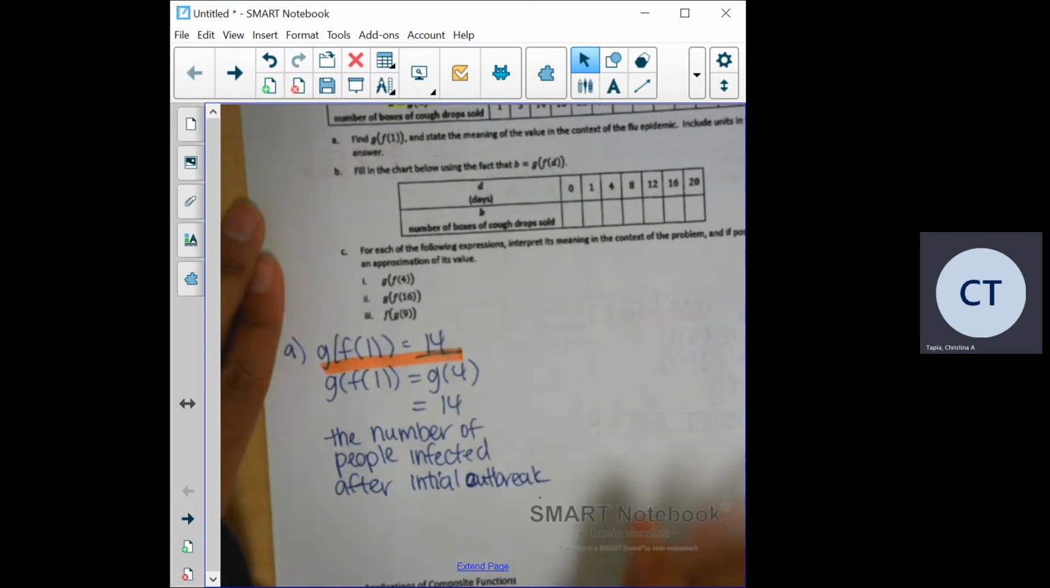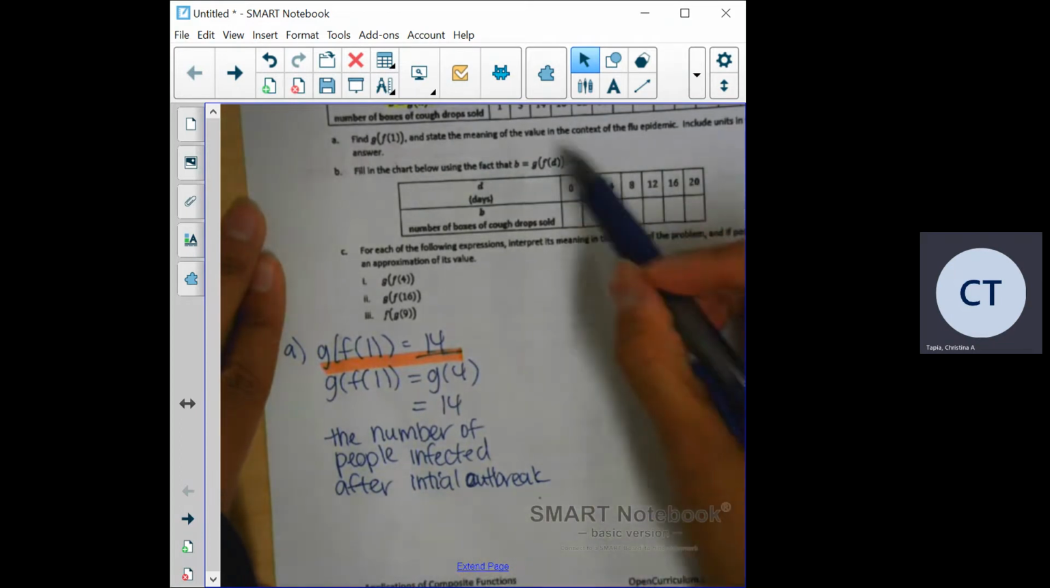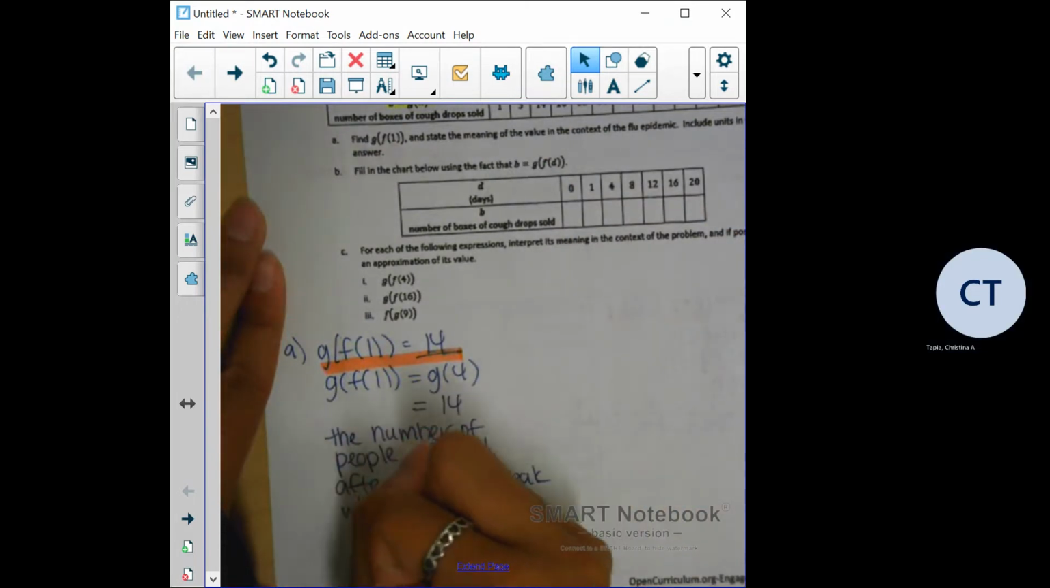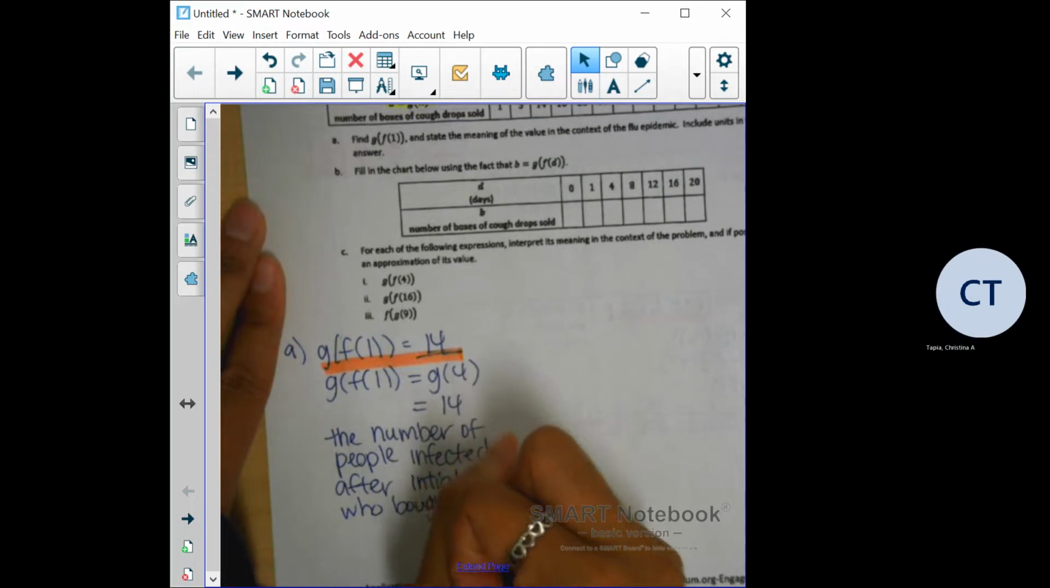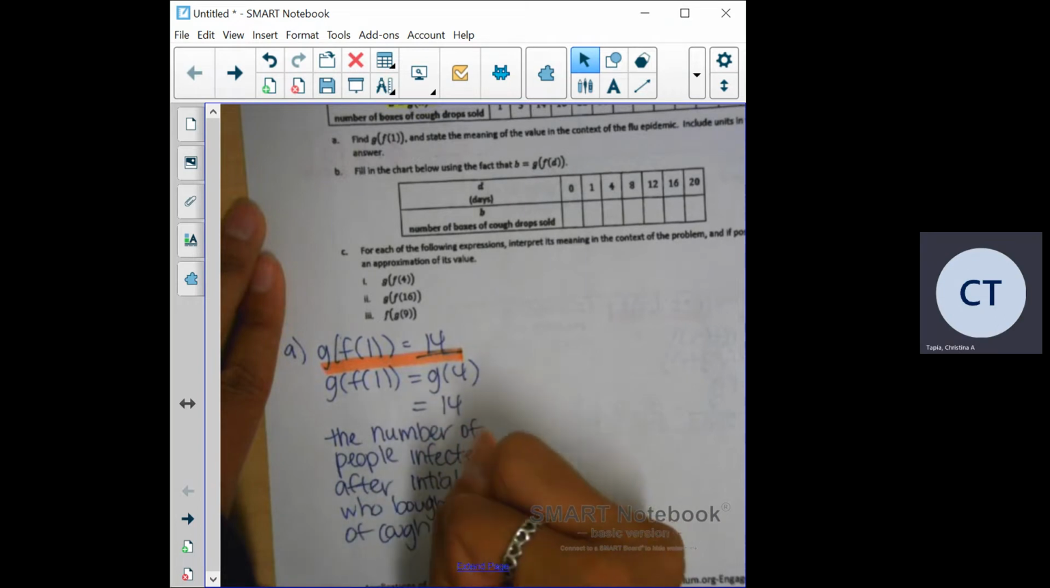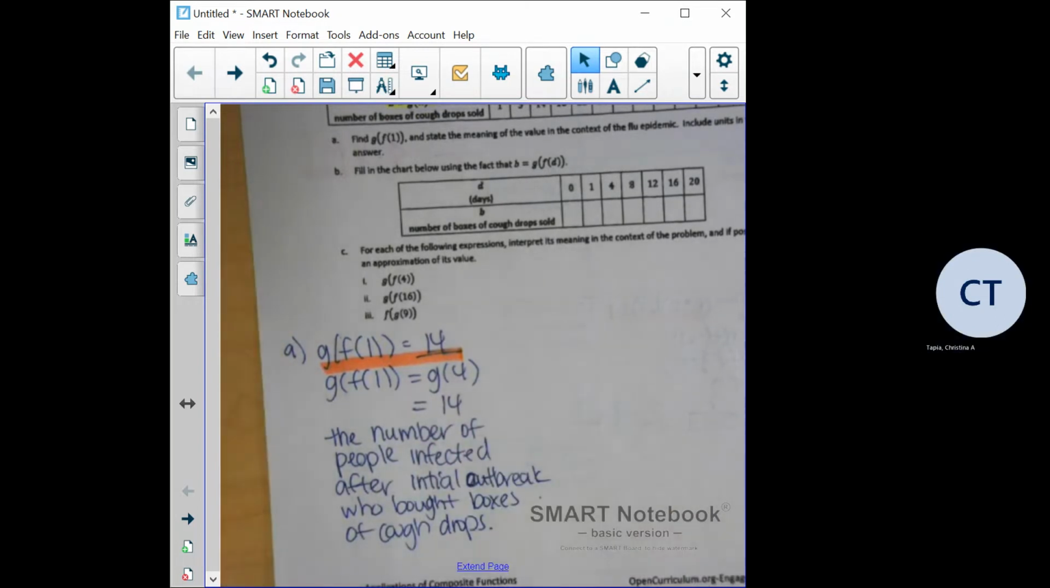These are the number of people who are infected after the initial outbreak, who, if you think of the second table, are the people who also bought boxes of cough drops. That's what we're looking at. When you're trying to see what this represents, it's really a combination of both tables. It's about the number of people who are infected after a certain number of days from the initial outbreak, and it also relates to the number of people who bought those cough drops.